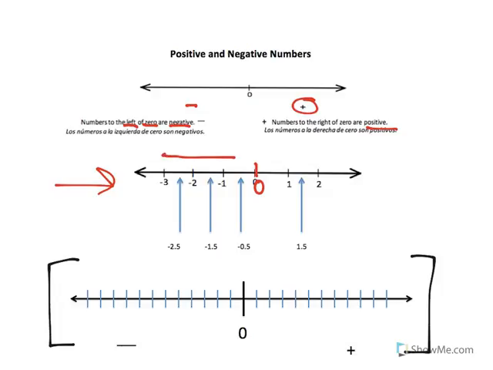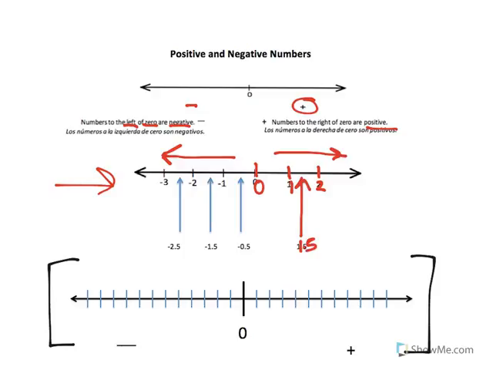All of the negative numbers, todos los números negativos, will go here. All of the positive numbers, todos los números positivos, will go here. We have positive 1 here, positive 2 here. In between them is 1.5.